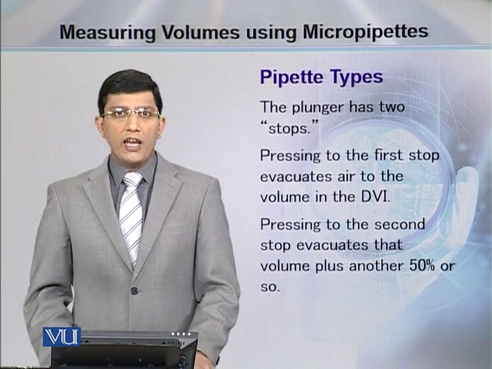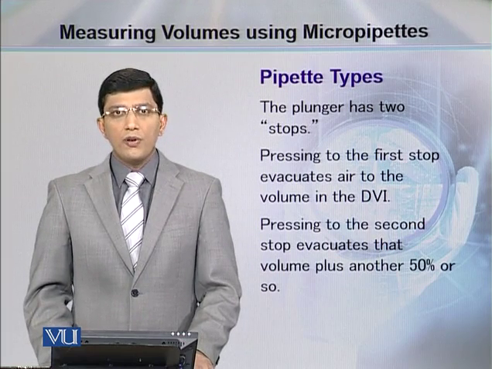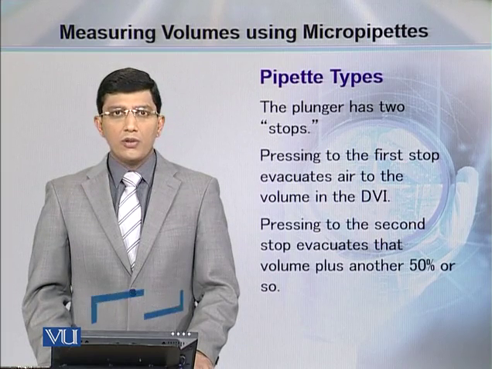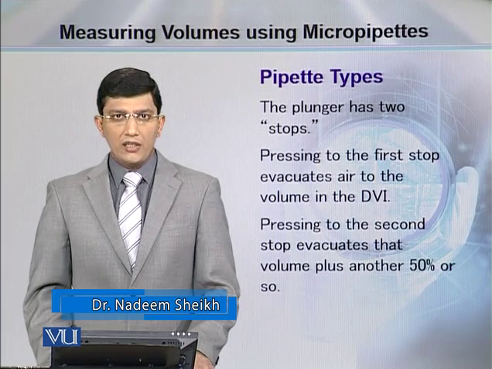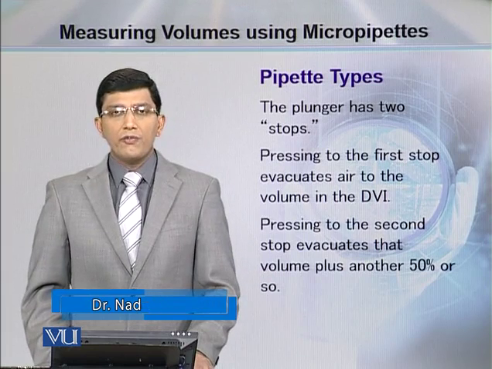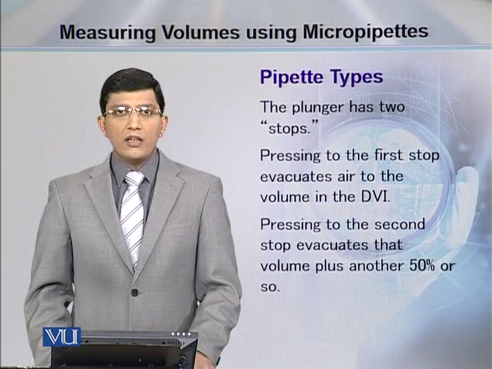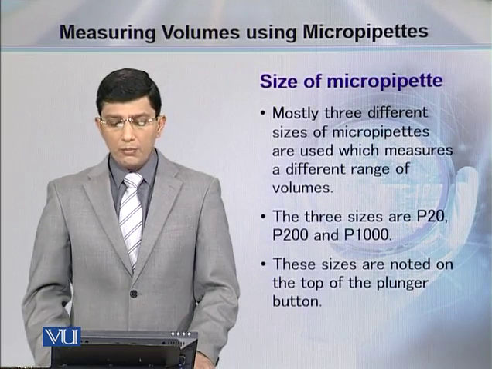The plunger button has two stops. When you push it down, the first stop will eject all the air, and that air will be equivalent to the volume which you have adjusted at digital volume indicator. And when you press it to the second stop, it ejects 50% more volume out of the tip so that you can later on take the volume in the pipette tip.